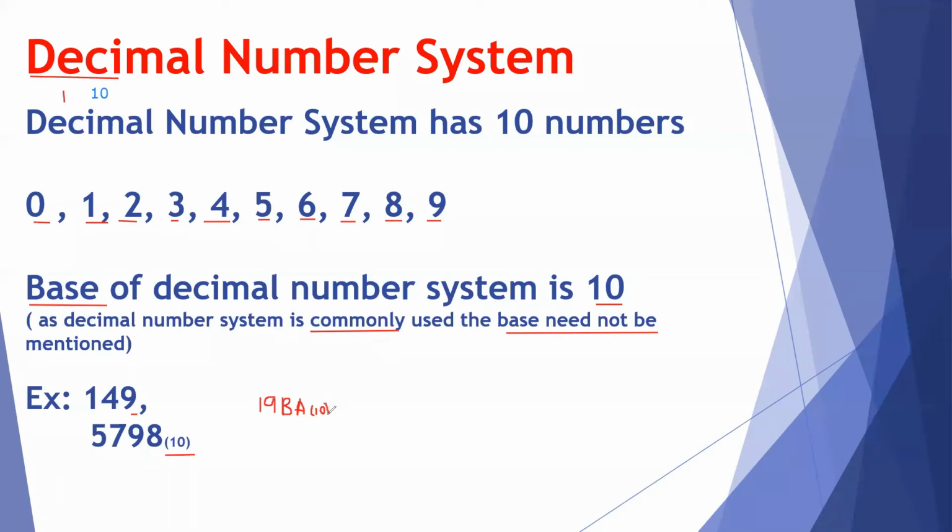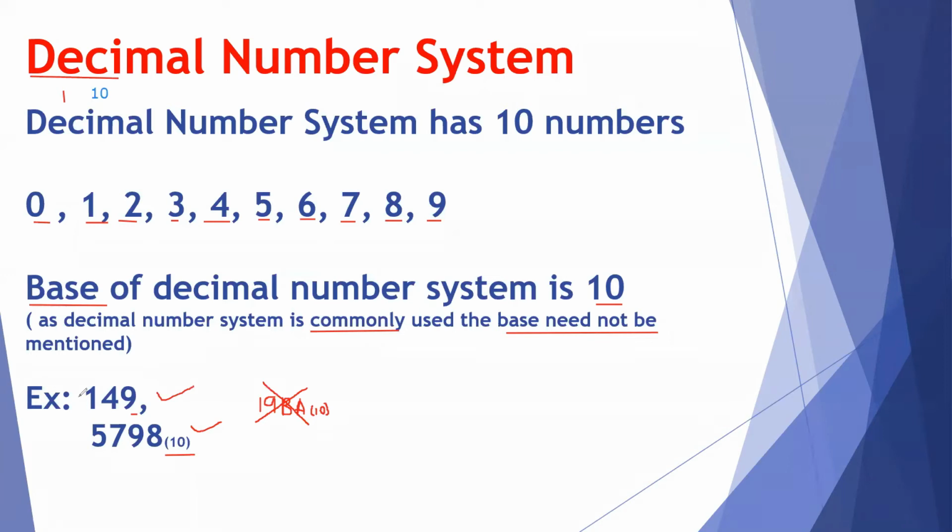Is it a decimal number now? No, it is not a decimal number. Why? Because 1 is present in this, 9 is present in this, but B and A are not present in our decimal number system. That's why we cannot say this number is decimal. It is a wrong number. Whereas these two are decimal number systems.